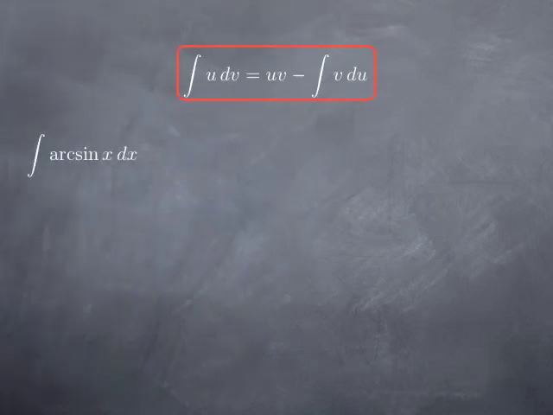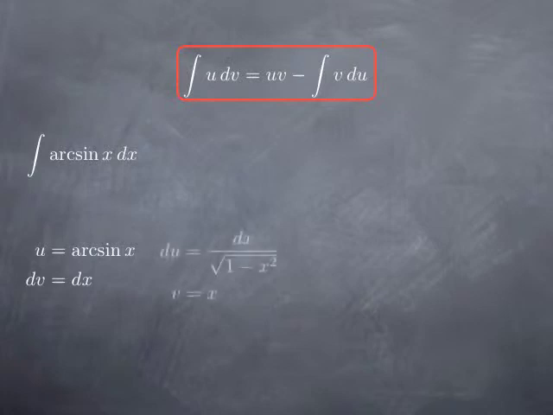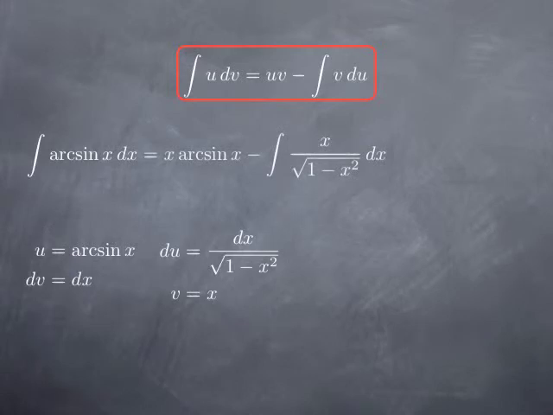For instance, we can use the same trick to obtain an antiderivative of arcsine x. So we're going to use integration by parts where we differentiate arcsine x and therefore integrate dx. du is then dx over root of 1 minus x squared, and v is x. So uv is x arcsine x, and v du is x over root of 1 minus x squared dx.